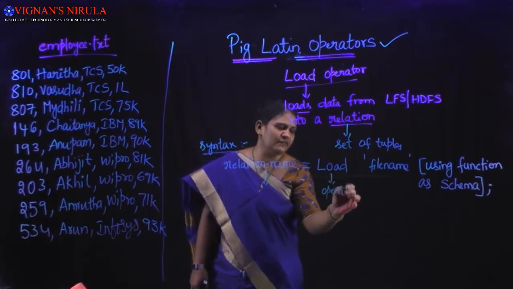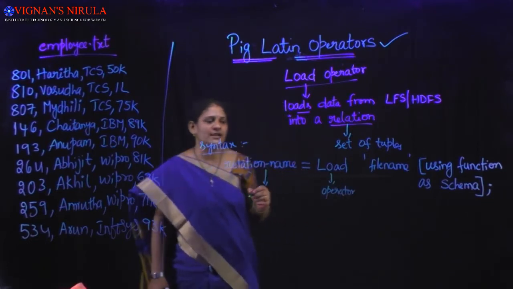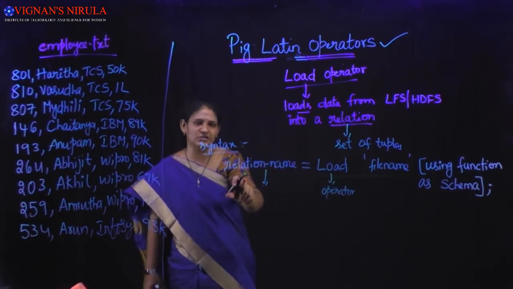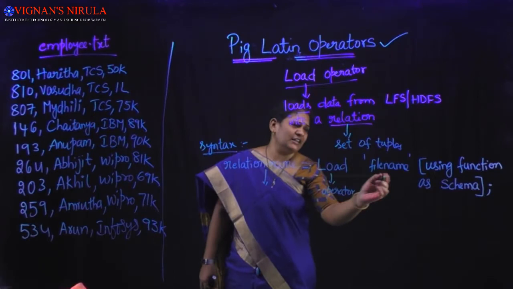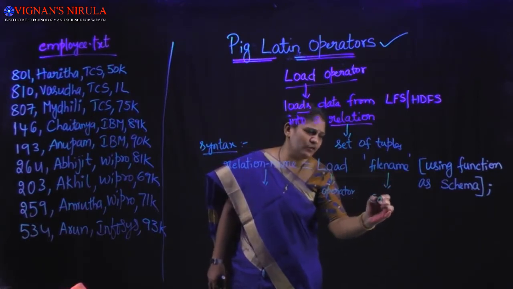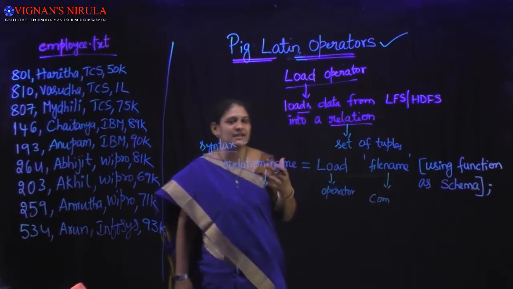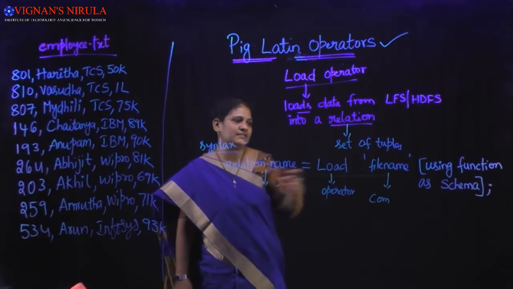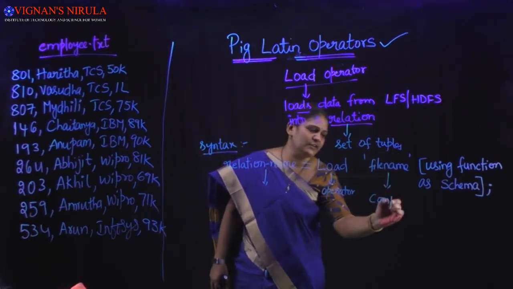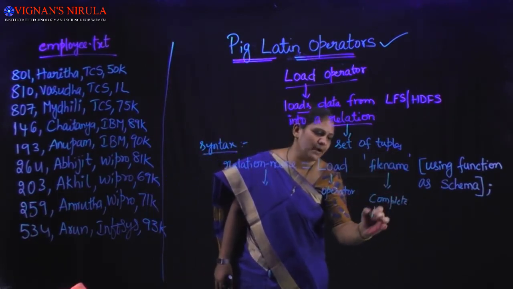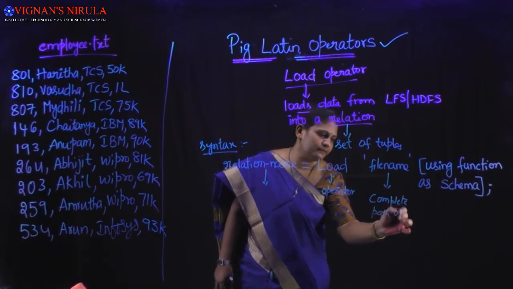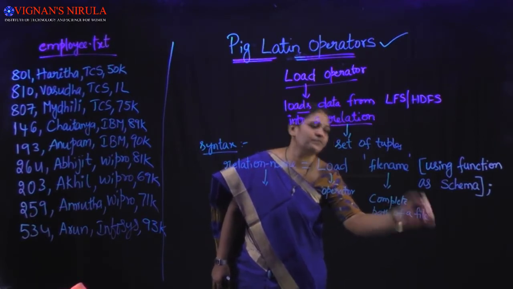This operator will load the data from the local file system or HDFS into this relation. Under the file name, we need to specify the complete path of the file, wherever it exists, either in the HDFS or in the local file system. The complete path of the file we need to specify.